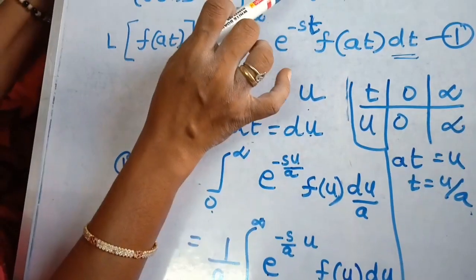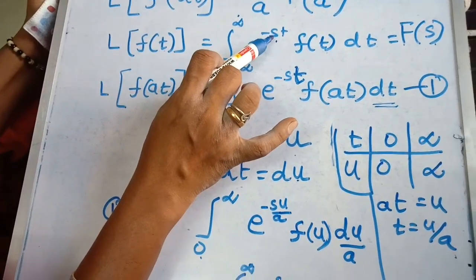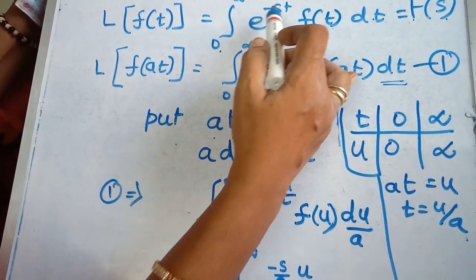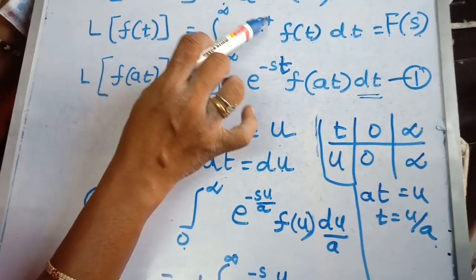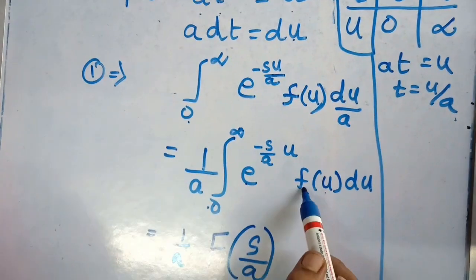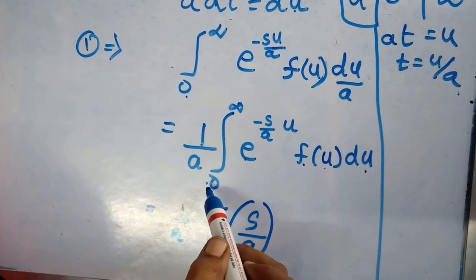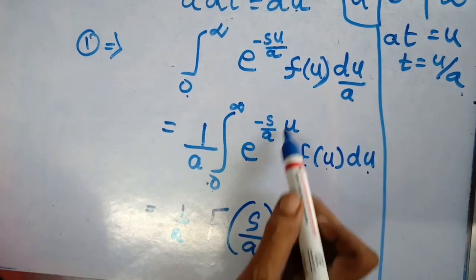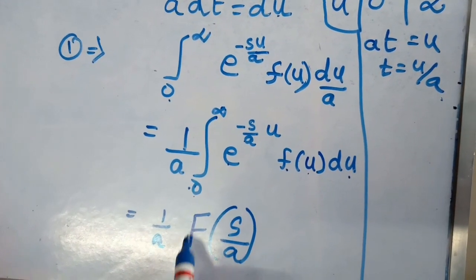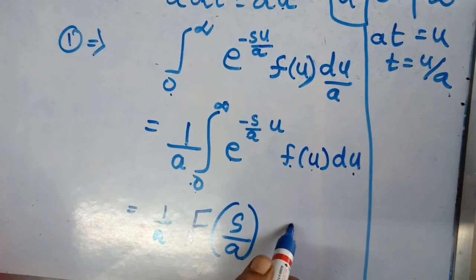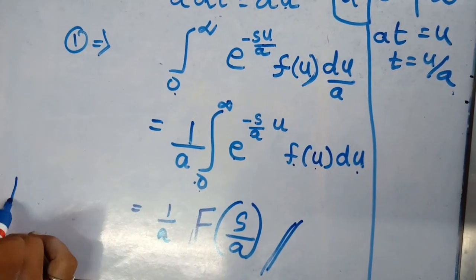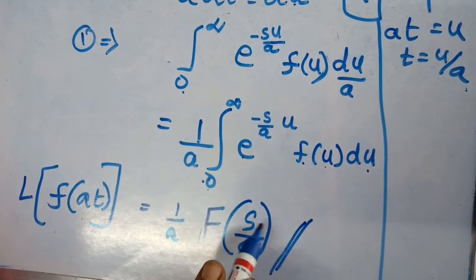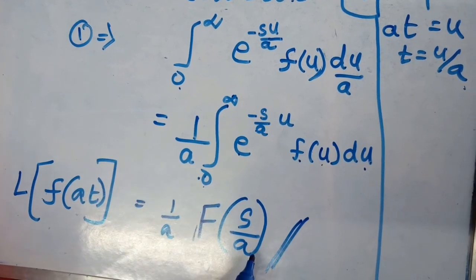Why? Because here the coefficient of minus t is s. We are denoting this by capital F of s: f of t dt, e power minus st. The coefficient of minus t is s. Similarly, this is f of u du, limits vary from 0 to infinity, and the coefficient of minus u is s by a. So this can be denoted as capital F of s by a by the definition of Laplace transformation. So L of f of at is 1 by a capital F of s by a. So this is the change of scale property.